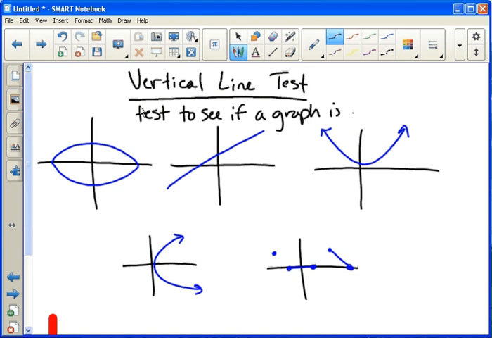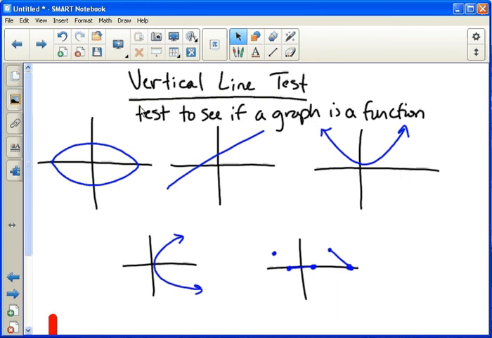In short, a function is an equation where every element of the domain is unique. Another way to say that is you can have more than one of the same y, but you cannot have more than one of the same x. And an easy way to test this just by looking at a graph is with the vertical line test.